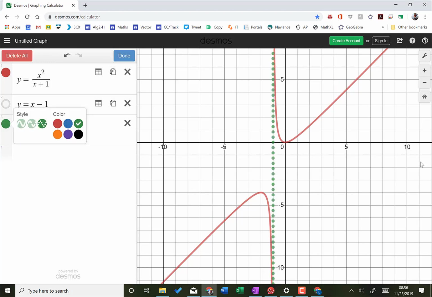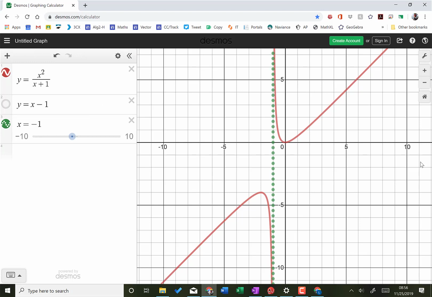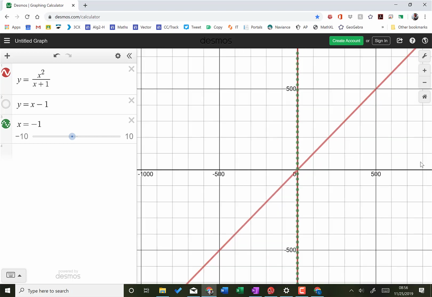So that's what you need to understand about rational functions like this: there's a localized distortion happening at x equals -1, but when you're not at x equals -1, you might as well just be on the graph of y equals x minus 1.